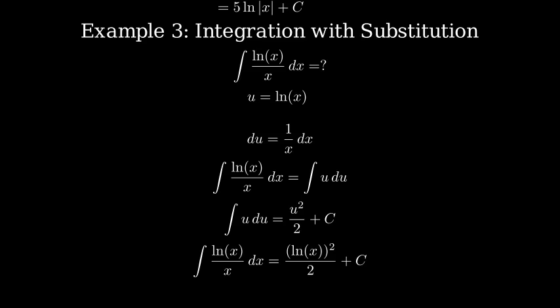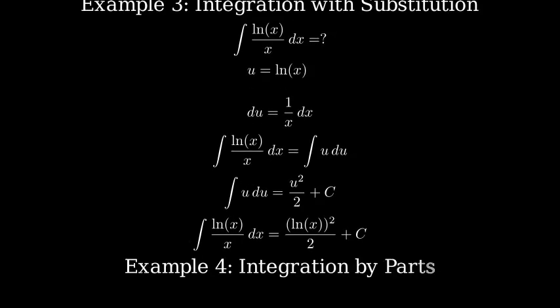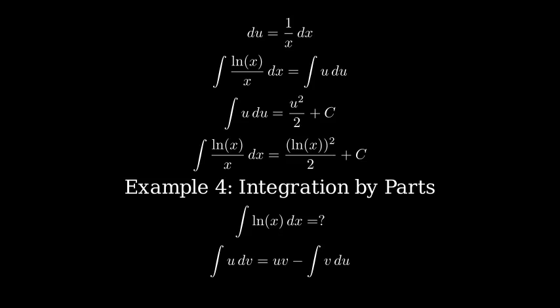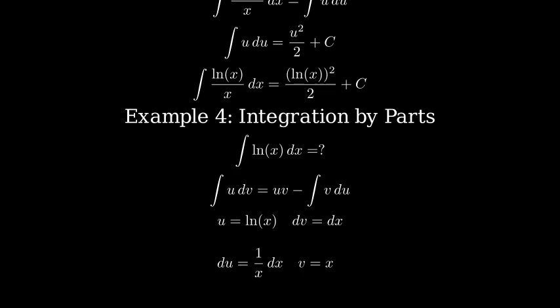Let's look at another example that requires a different approach. Example 4. Find the integral of natural logarithm of x dx. For this integral, we'll use integration by parts. Remember the formula. The integral of u dv equals u times v minus the integral of v du. Let's set u equals natural logarithm of x and dv equals dx. Then du equals 1 over x dx and v equals x.